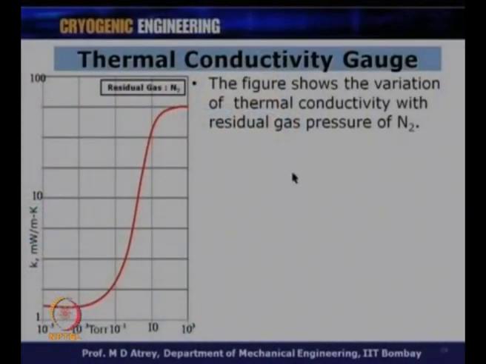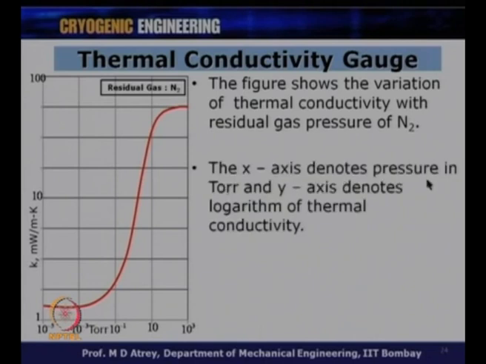Now, let us come to the other aspect, which is the thermal conductivity gauge, and this is a quite commonly used gauge. It is based on a simple principle that this figure shows. What does this figure show? The figure shows the variation of thermal conductivity of a gas with residual gas pressure of N2. So, we have the gas pressure given over here, and the variation of the thermal conductivity of the gas with this gas pressure acts as the principle on which this particular thermal conductivity gauge works.